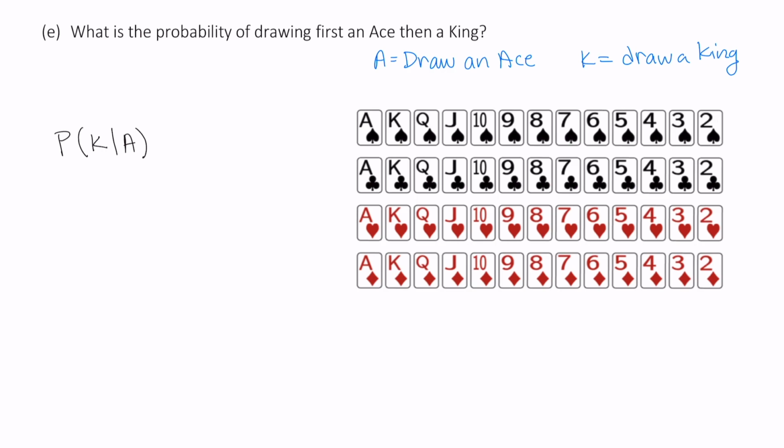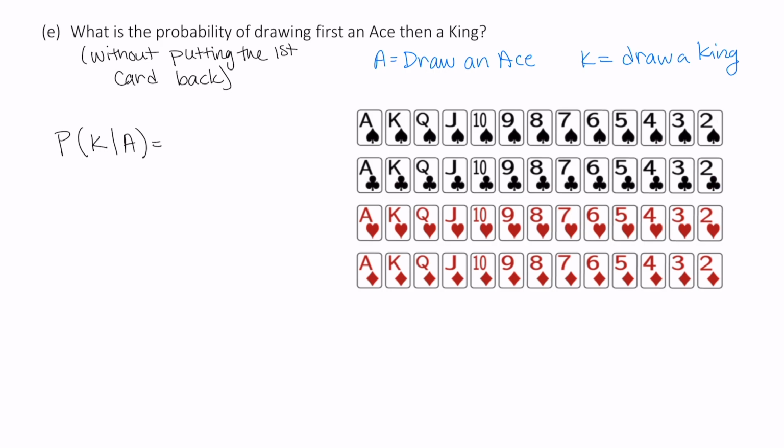Now, there's a little bit of information we want here. We're assuming that we're not putting this card back, so we're sampling without replacement. And for now, since we haven't discussed independent and dependent events yet and how they relate to with and without replacement, I'm just going to write without putting the card back. We'll get more into independent and dependent events in the next module.